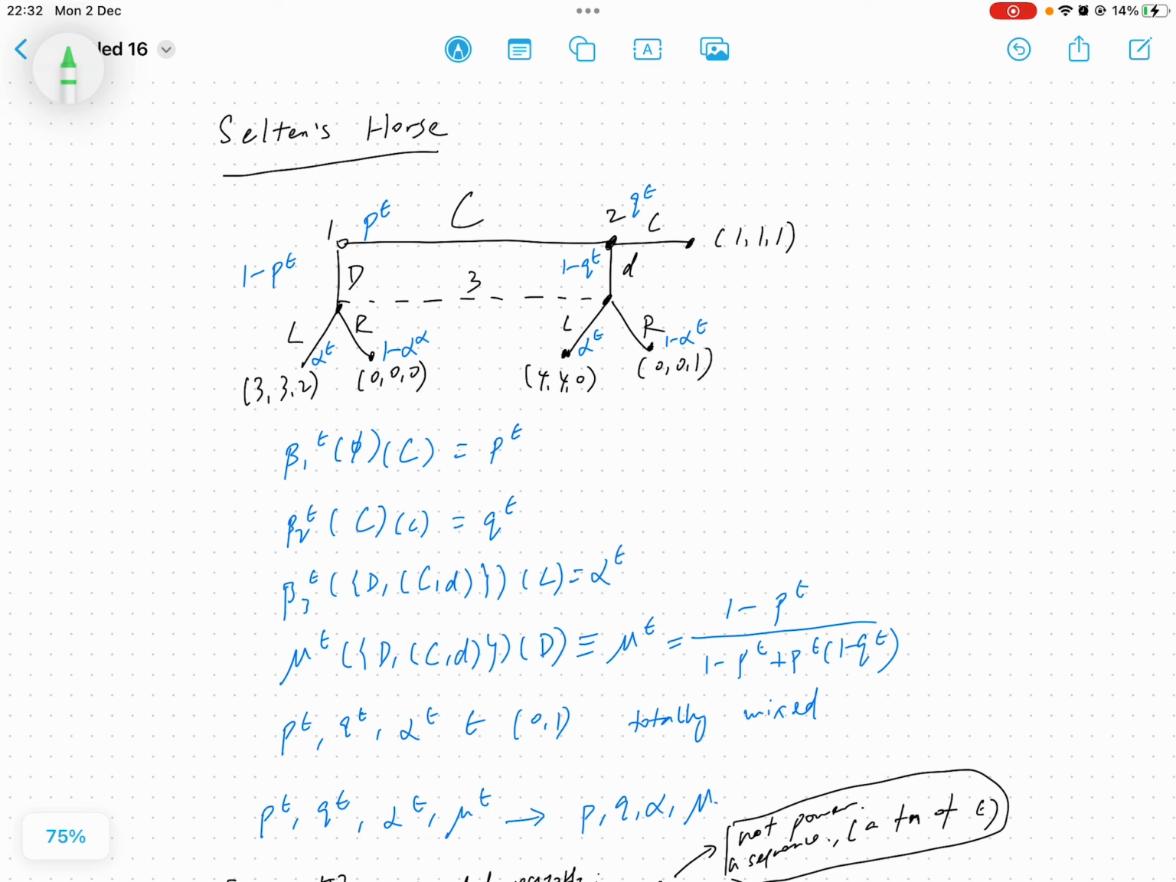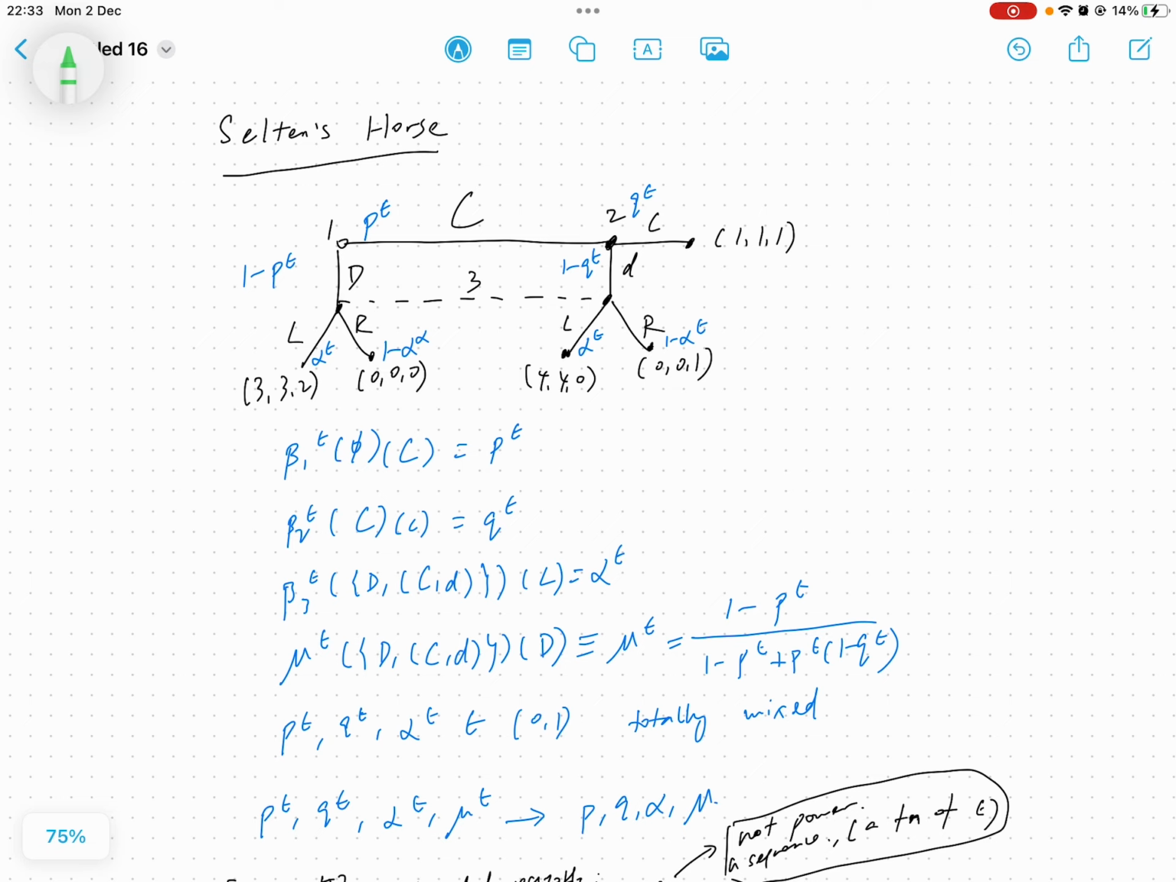So in this video, we'll use an example called Selten's horse, whose game tree looks like a horse, and it is named after the author Selten. Okay, so let's use this example to try to find the sequential equilibrium by satisfying all those requirements.